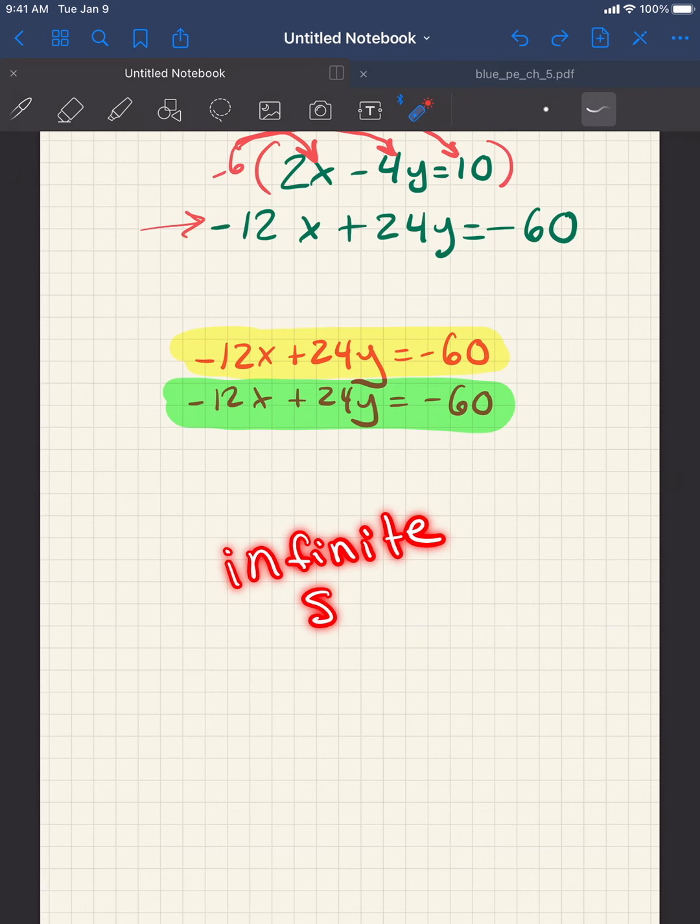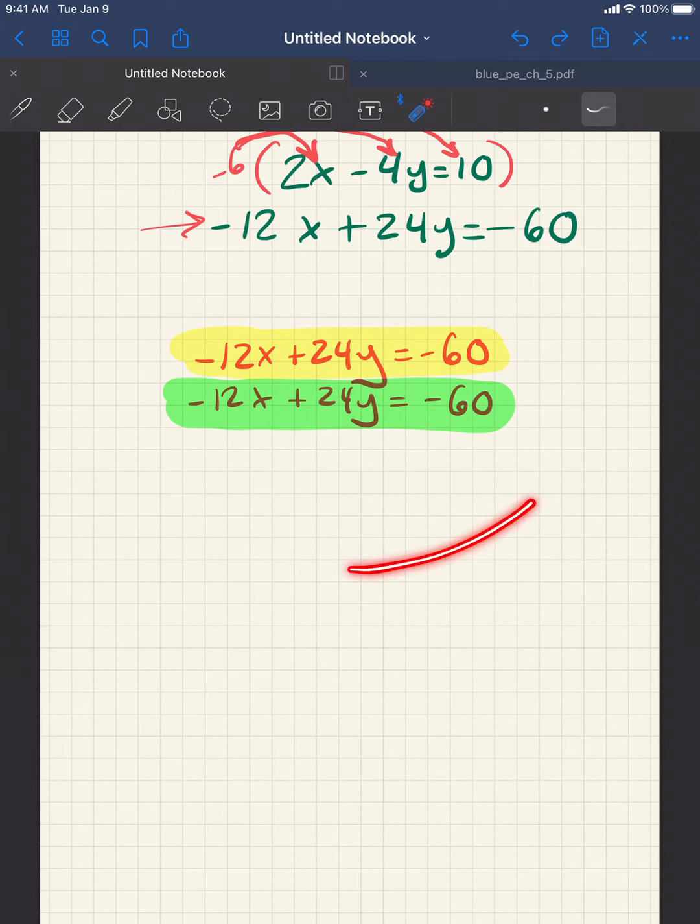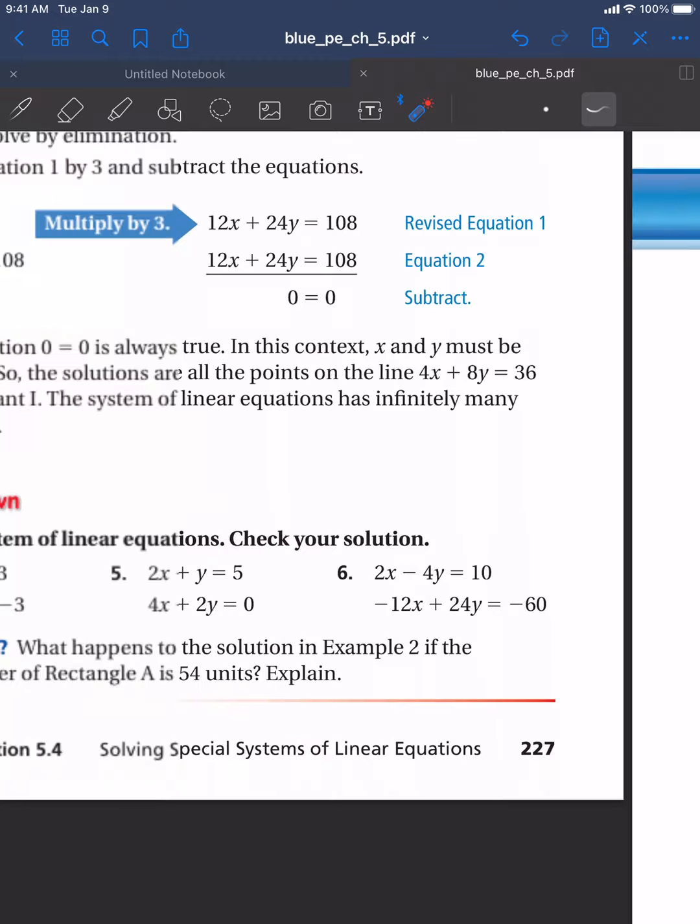I-N-F-I-N-I-T-E. Infinite solutions. Write that down in your notebook, right? Infinite solutions means the two equations are identical. Nice arrow, Mrs. Ringler. Okay, so let's talk about the big differences we saw.